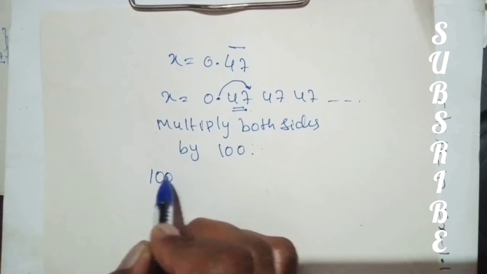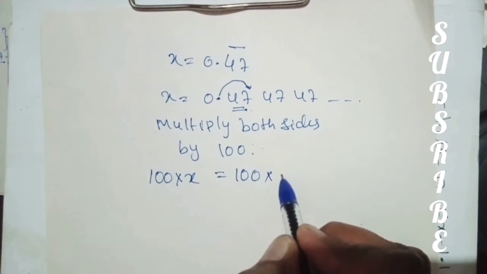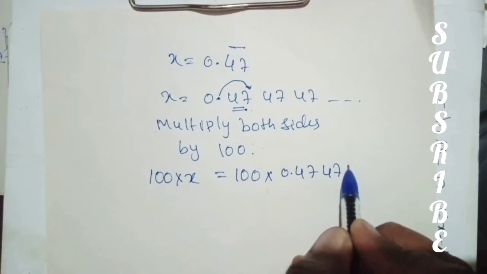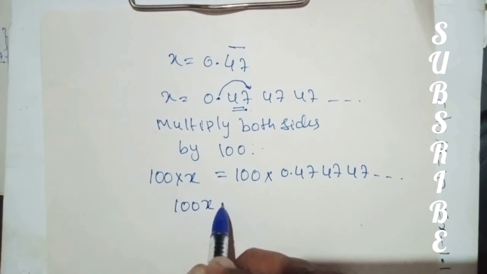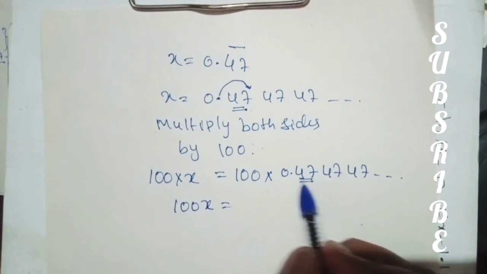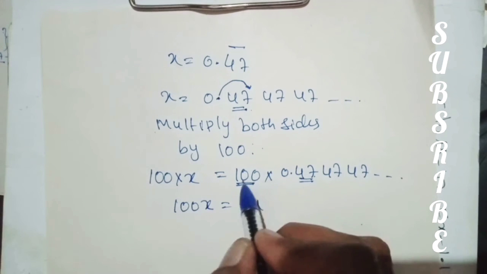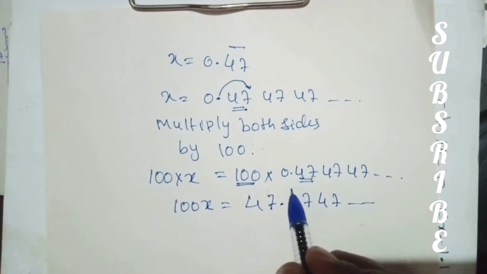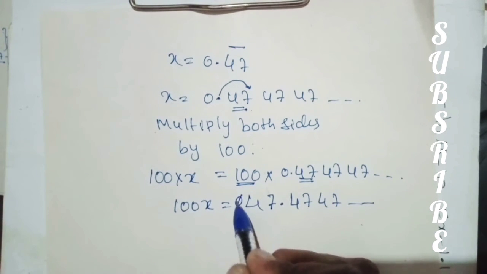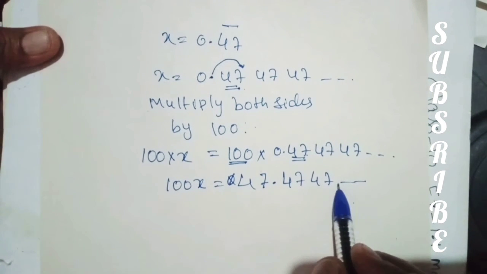Then 100 into x equals 100 into 0.4747. Very simple. Now 100 into x is 100x equals, as I explained in the previous question in detail, this becomes, after 2 digits you are going to get the decimal point, that is 47.4747. This 0 has no value, it is not necessary to write that, just write 47.4747, something like this you have.